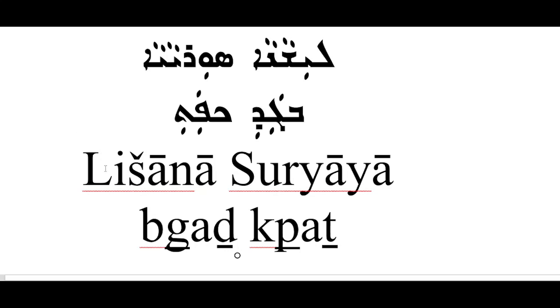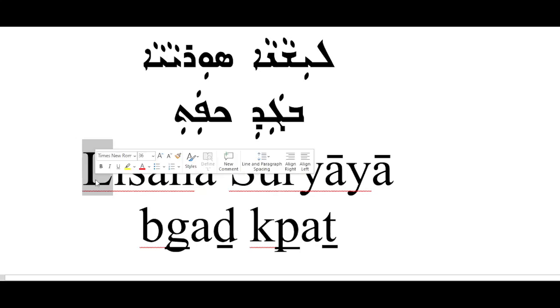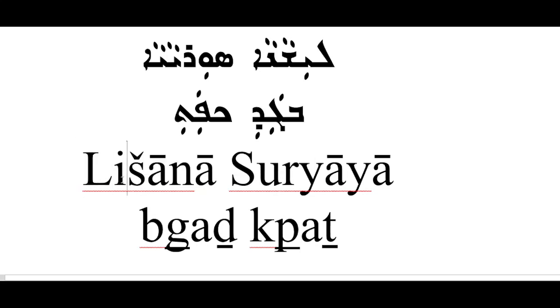So here, this isn't an L, this is a lamed. This is a khwasa. This is a sheen. So it's lishana, just like here, lishana, and sur, ya. Just as here there's simket rwasa, here there's simket rwasa.